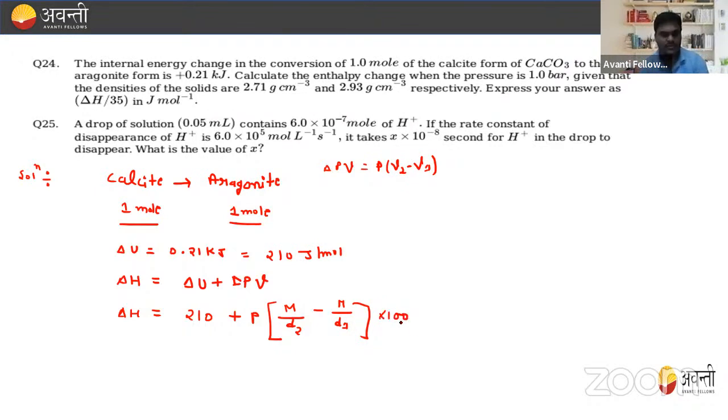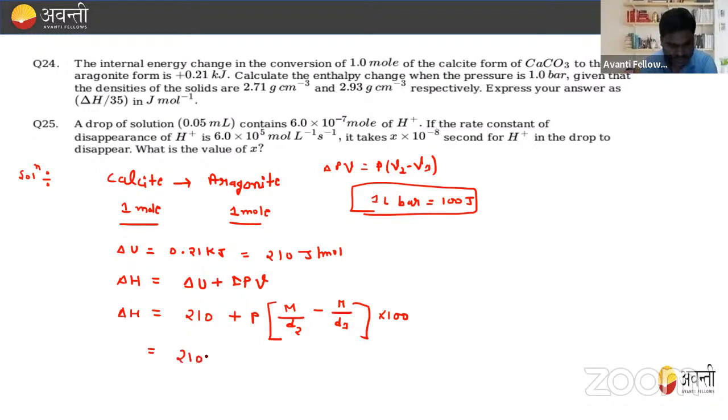Why do you use 100 here? Because we know that 1 liter bar is equal to 100 joule. If you want to add, we need the same units. If delta U is in joule, then this will also be in joule. So 1 liter bar is equal to 100 joules.